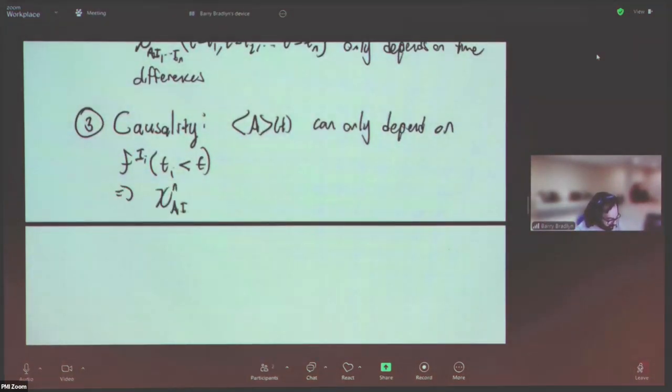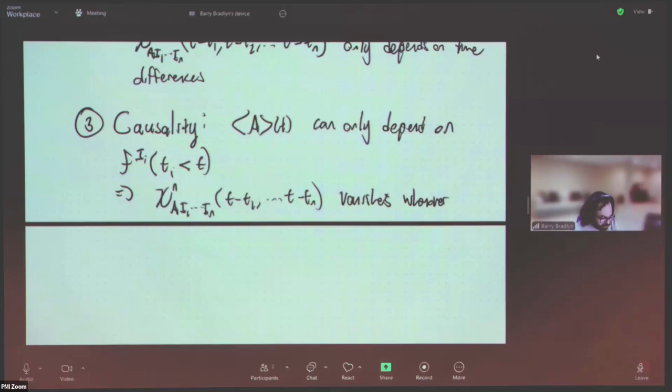So, time vanishes whenever any argument is negative. Okay.